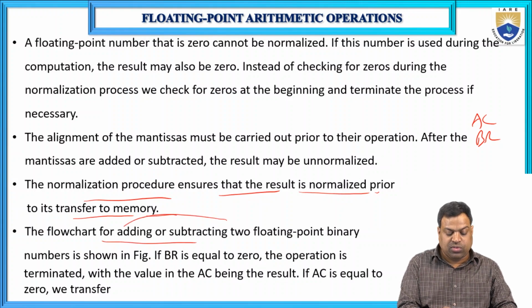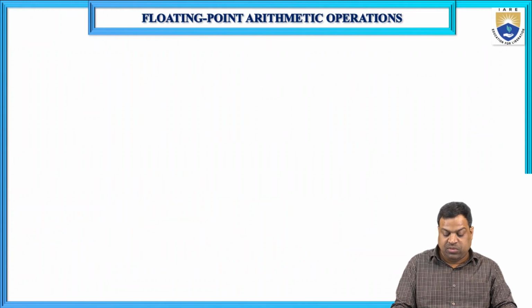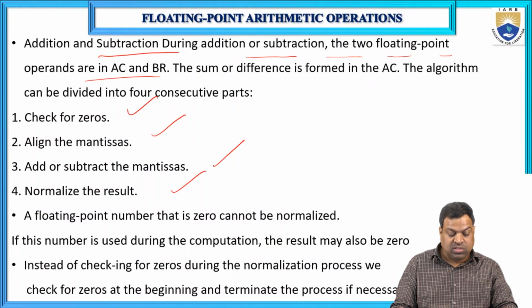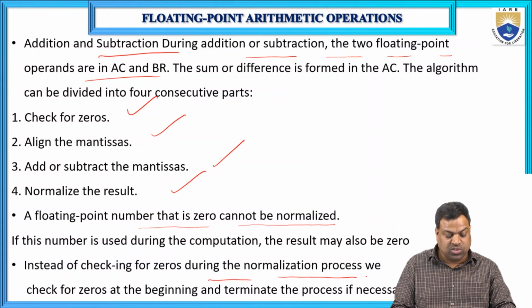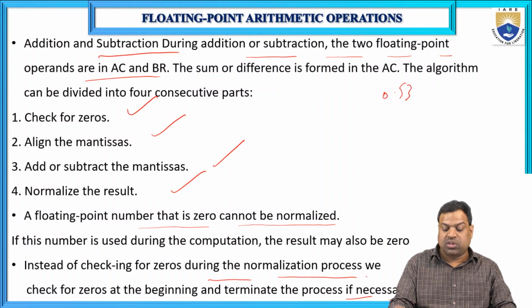So the flowchart of addition and subtraction of two floating point binary numbers is given. We have to check these conditions: a floating point number that is 0 cannot be normalized. If the number is used during the computation, the result may also be 0. Instead of checking for zeros during the normalization process, we check for zeros at the beginning and terminate the process if necessary. So what the normalized values are, we have to check all those things.